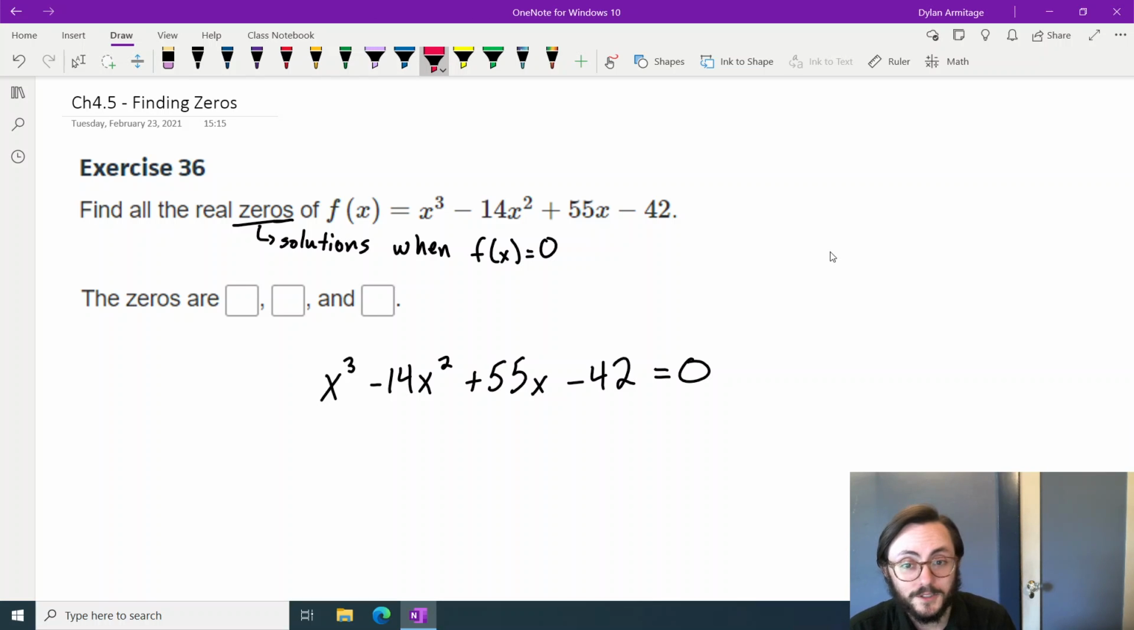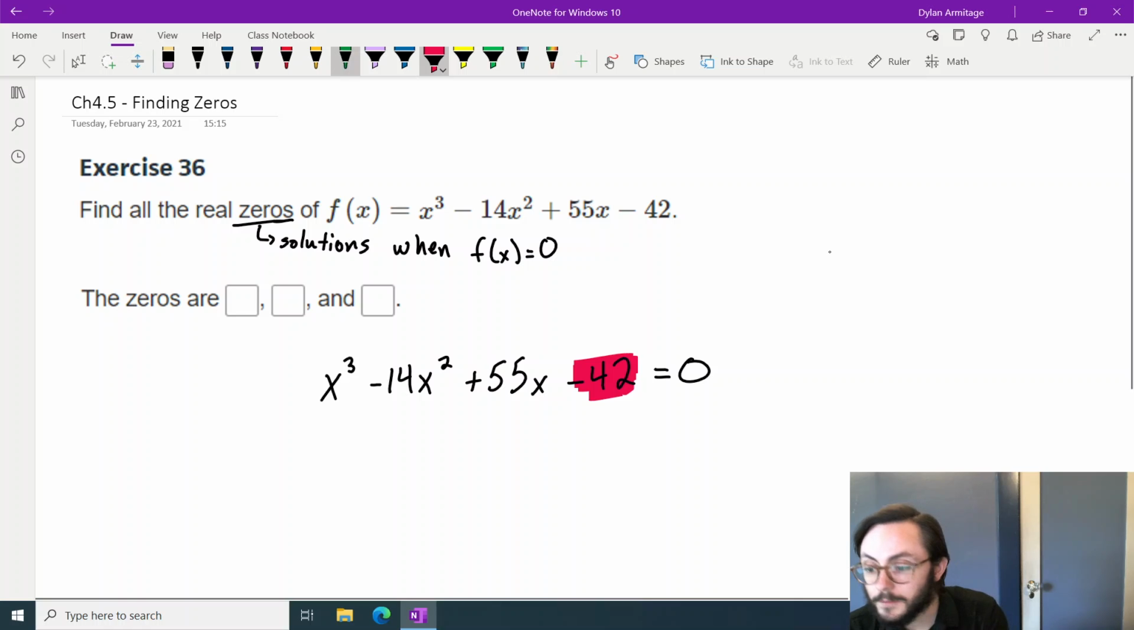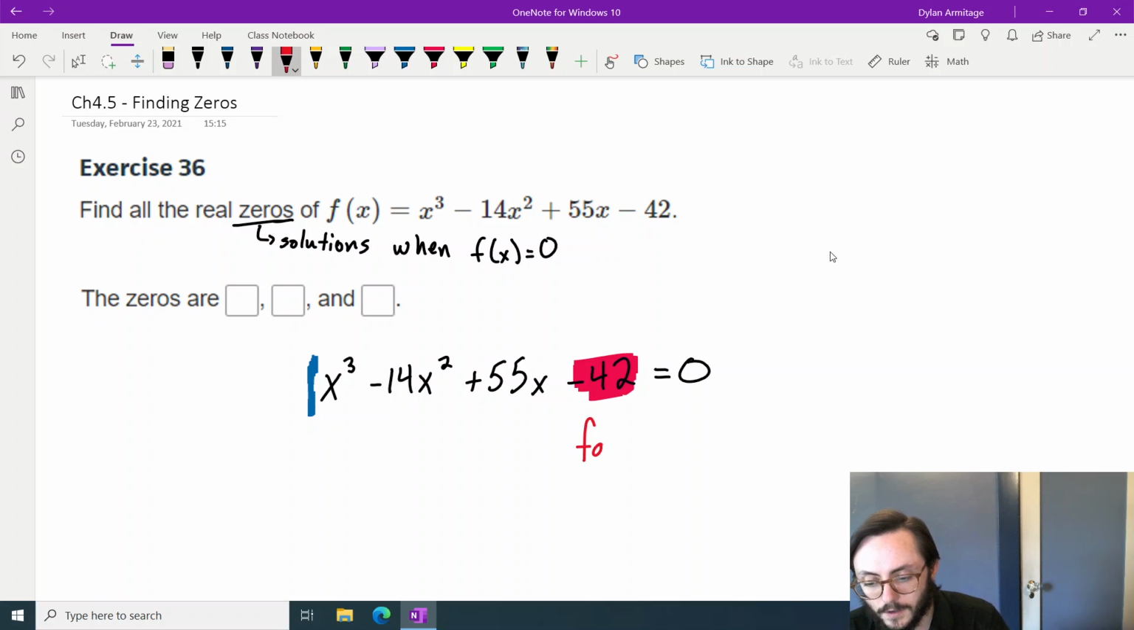So there are two parts to this. First, we need the factors of our constant term, and then we need the factors of our leading coefficient. Okay, factors of 42. Now, I'm not worrying about the positive and the negative right now, but we will need to later, because positives and negatives can happen a lot.